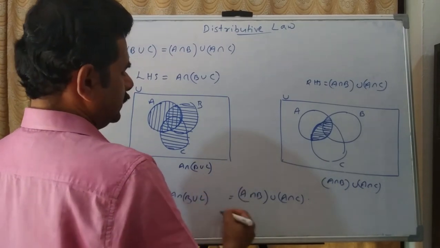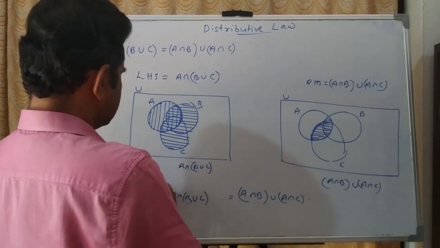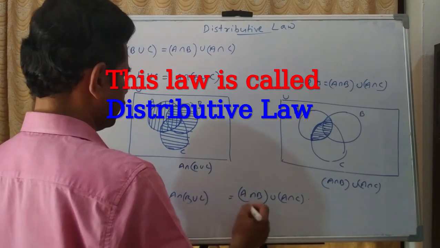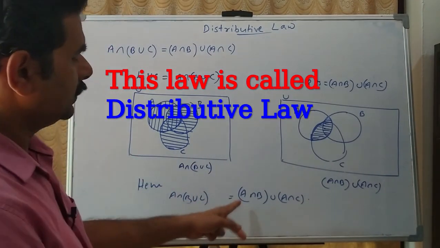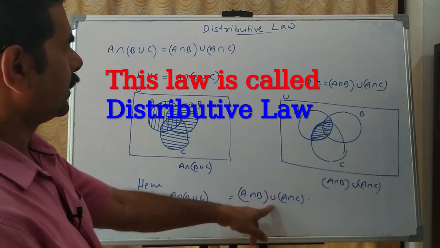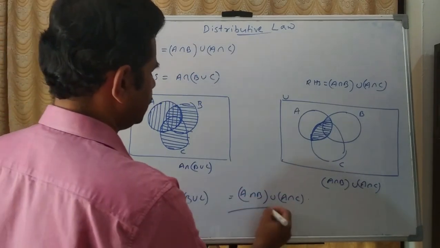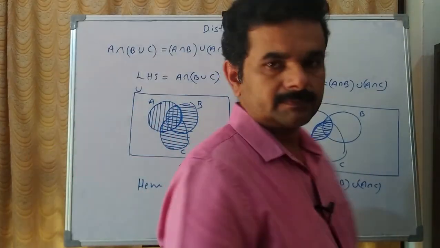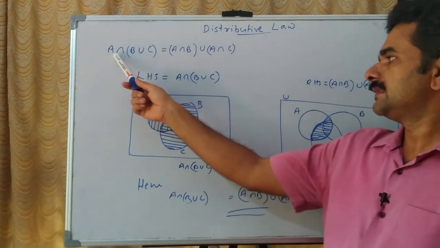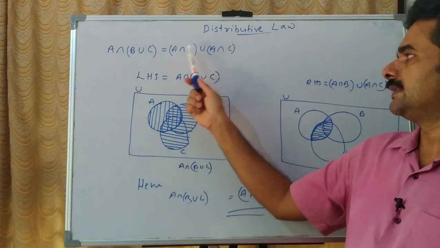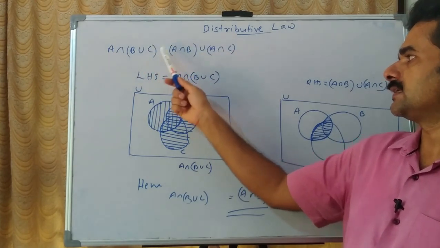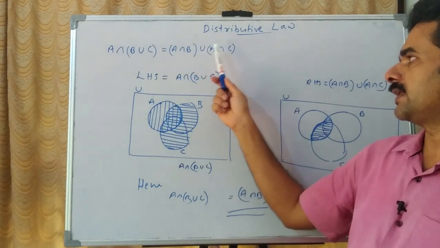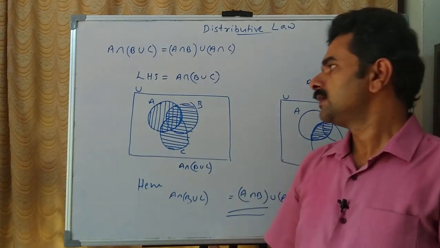Hence A intersection B union C equals A intersection B union A intersection C. Okay. Once again, A intersection B union C equals A intersection B union A intersection C.